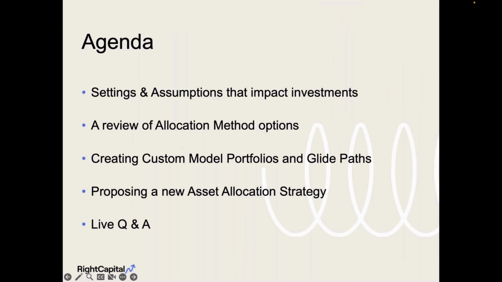As I mentioned, we're going to start by taking a look at some of those settings and assumptions that are going to have a significant impact on a client's investment returns. We're then going to dive into a client plan and review all of the different options for the allocation method setting. Then we're going to look at creating custom model portfolios and glide paths in the advisor portal. And then lastly, we're going to be looking at proposing a new asset allocation strategy in the retirement section and the impact that that will have on the Monte-Carlo analysis and the cash flow projections.